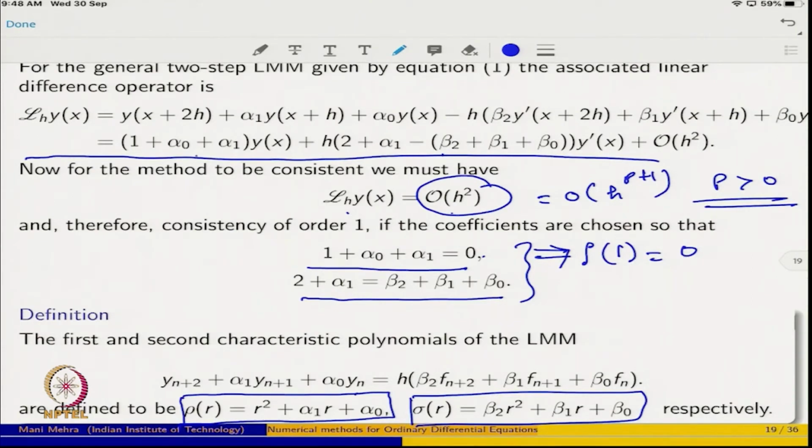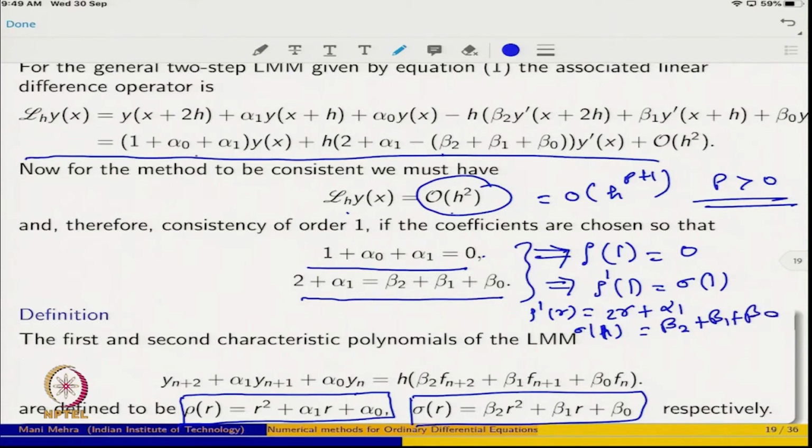And the second condition will become rho dash 1 is equal to sigma 1, because rho dash r will become 2r plus alpha 1, and sigma 1 is basically beta 2 plus beta 1 plus beta 0. So, that is how we get the second condition in the form of characteristic polynomials.